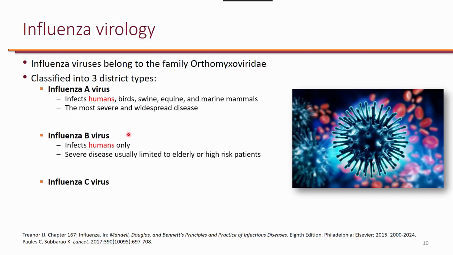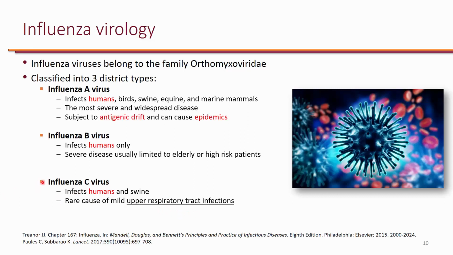Influenza B can only infect humans, and it can cause severe disease, usually in elderly or high-risk patients. And influenza C can infect humans and swine, and it is a rare cause of mild upper respiratory tract infections. Because it's a mild upper respiratory tract infection, there's typically no treatment. Patients will just naturally clear it. Now, both influenza A and B are subject to antigenic drift, which are basically point mutations that happen in the genetic material of the influenza virus, and this leads to variation that can cause epidemics every influenza season.